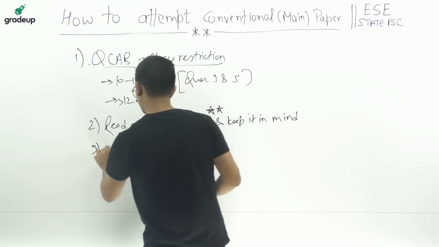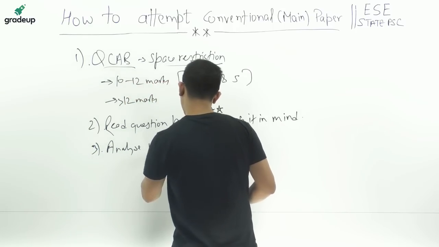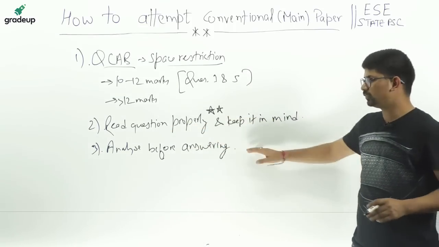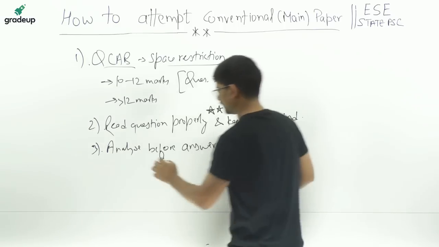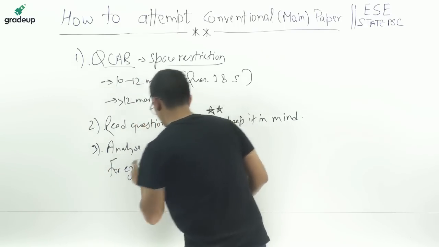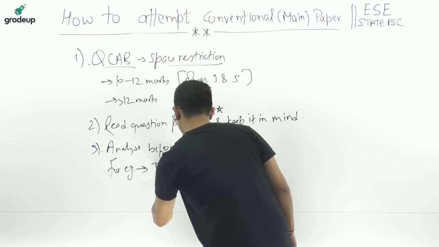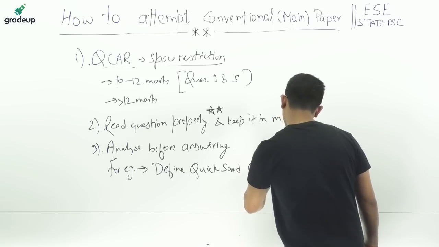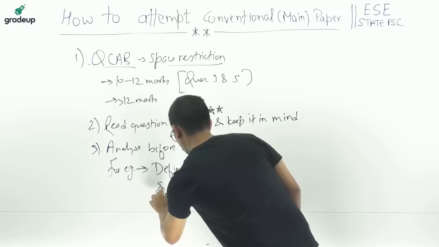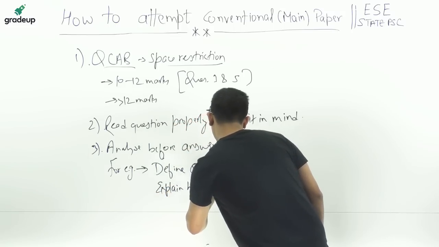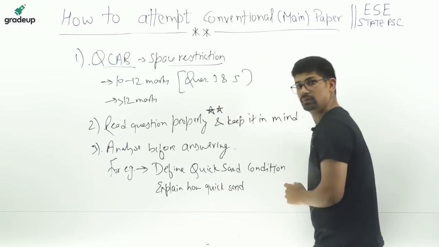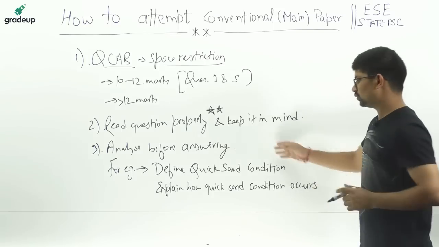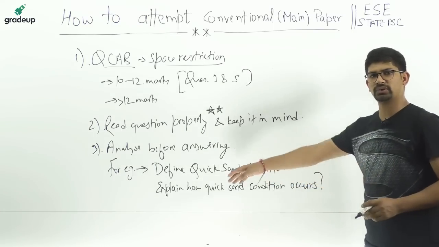Now the third thing is analyze before answering. Now after reading the question, you have to analyze what the question is asking. For example, I will give an example for civil engineering students. Let us suppose there is a question, define quicksand condition, while there is another question which says explain how quicksand condition occurs. I think it is clear, yeah. Now these two questions are asking about the quicksand condition.